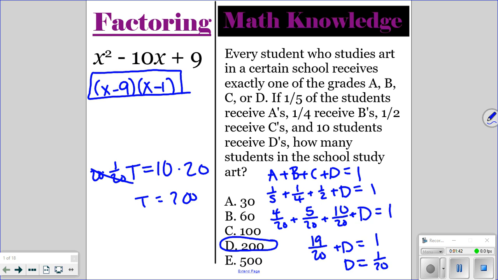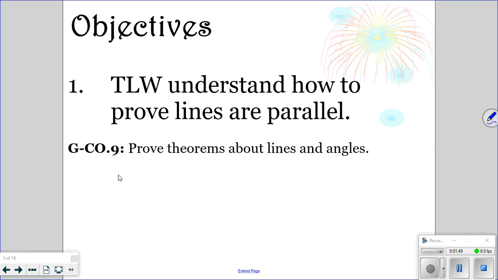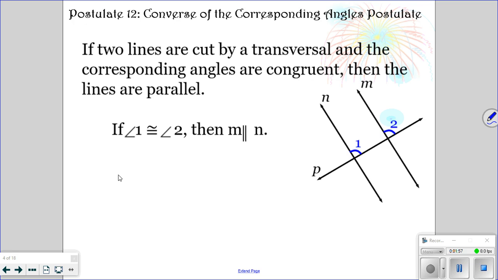Okay, so we are looking at lesson 12 today. We're going to be looking at proving lines parallel. So hopefully you'll understand how to prove lines that are parallel. So the first postulate we're going to look at is the converse of the corresponding angles postulate. If you have two lines that are cut by a transversal and the corresponding angles are congruent, then the lines are parallel. So if angle 1 is congruent to angle 2, those are corresponding angles, then you have two lines that are parallel.